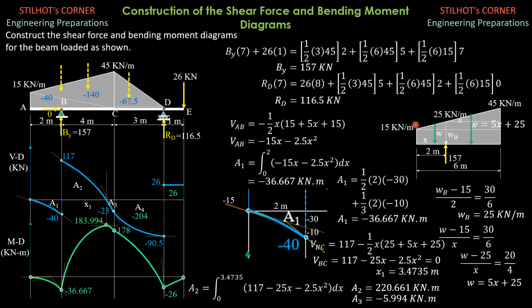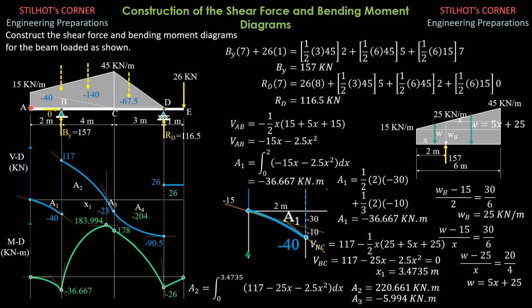Therefore, the area is 1/2, negative. So 1/2 of quantity 15 plus 25 times 2, so negative 40. The area of this load diagram is negative 40. For this load diagram, the area is 1/2 of quantity WB, which is negative 25 plus negative 45 times 4, so negative 140. 1/2 of 3 times 45 negative is 67.5. So those are the areas of the load diagram.